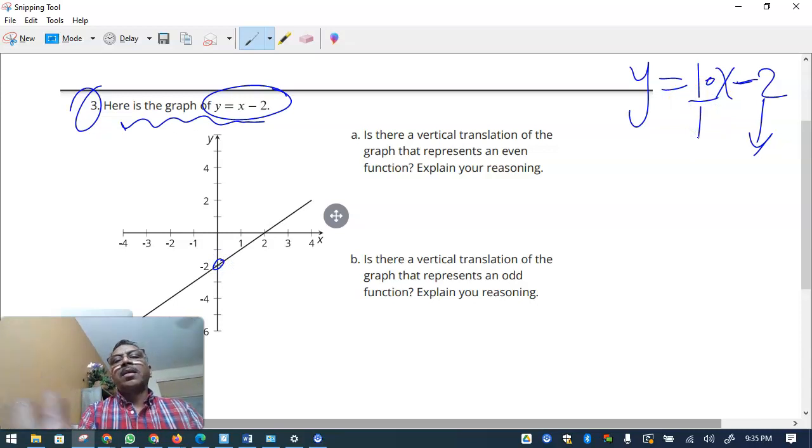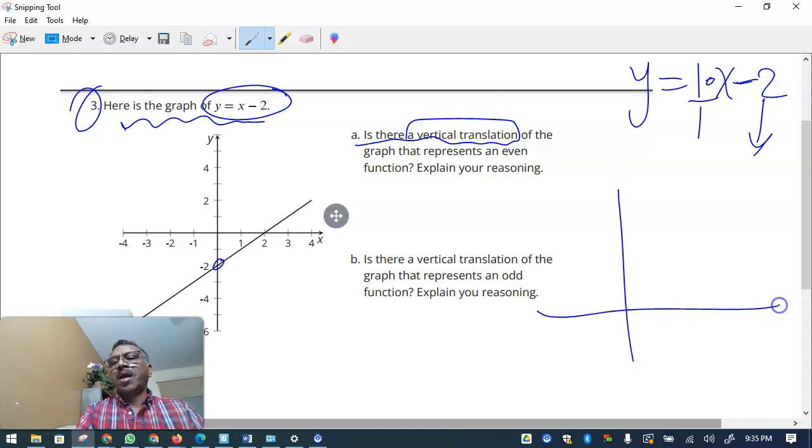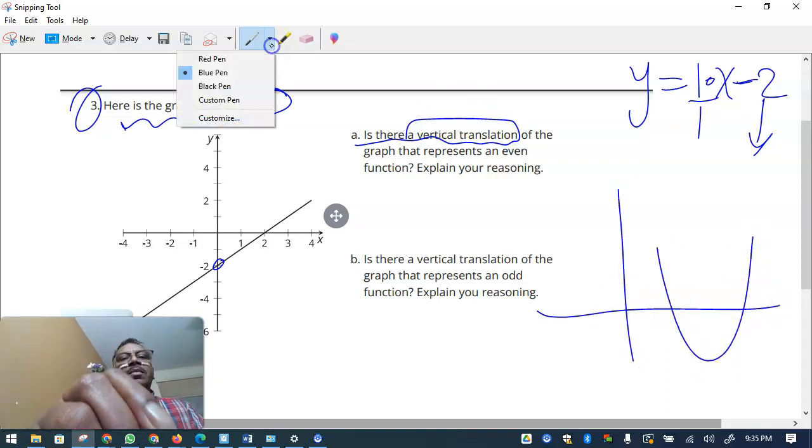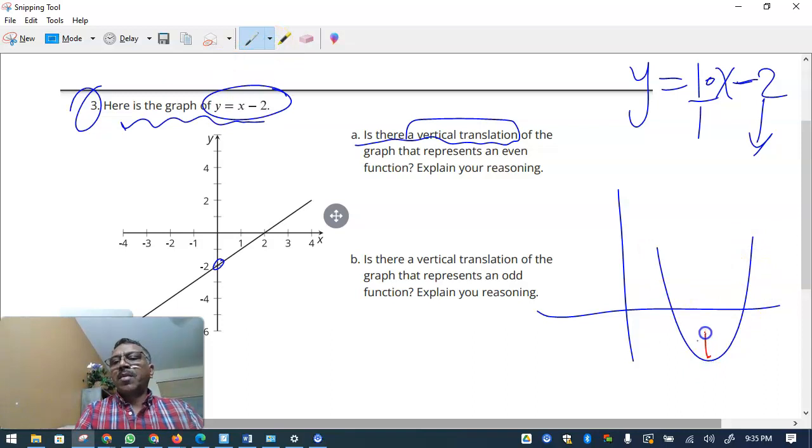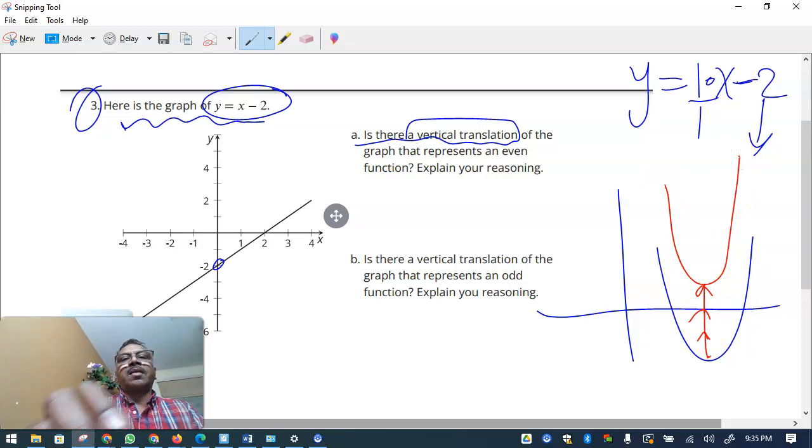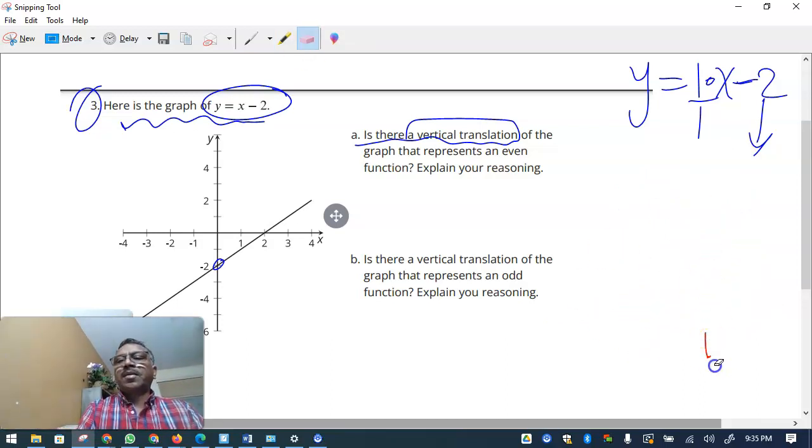You can see that. The question is, is there a vertical translation? Now what is vertical translation? It means if you have a graph, let's say this is a graph, vertical translation means you want to maybe move it 3 places up. That's called vertical translation. So they are asking, is there something like this where if you do that to the graph, that is the line that represents an even function.